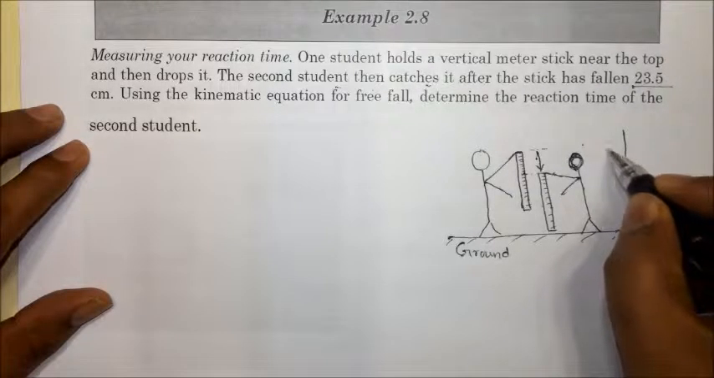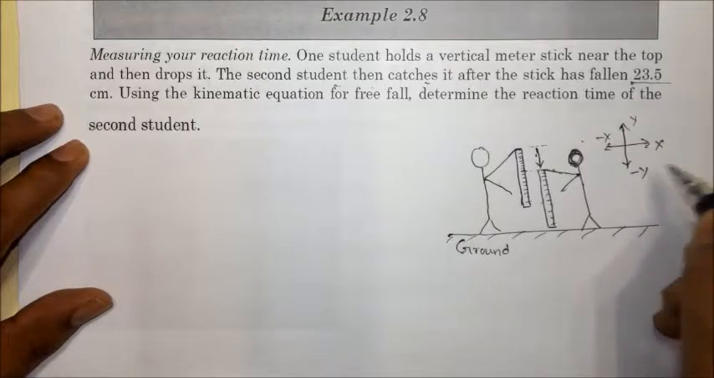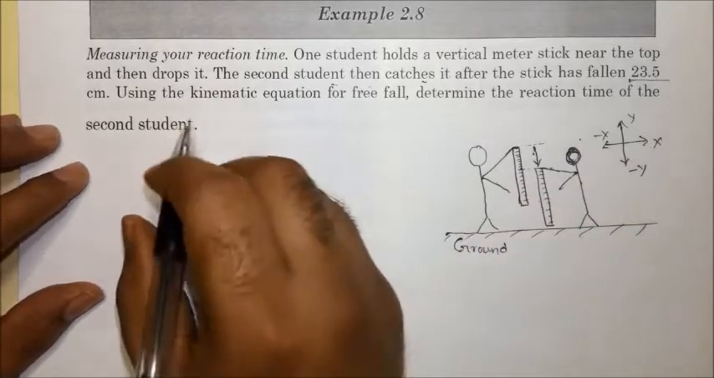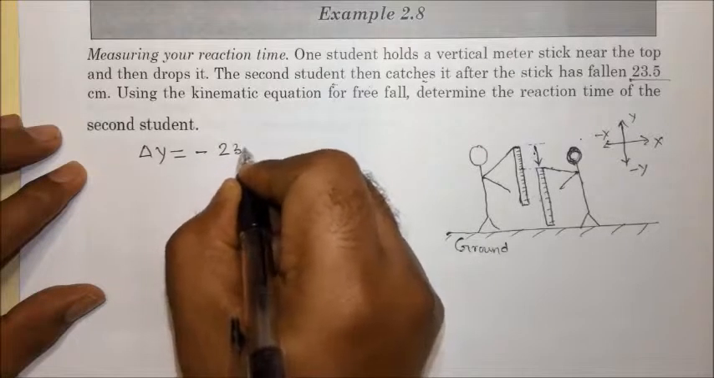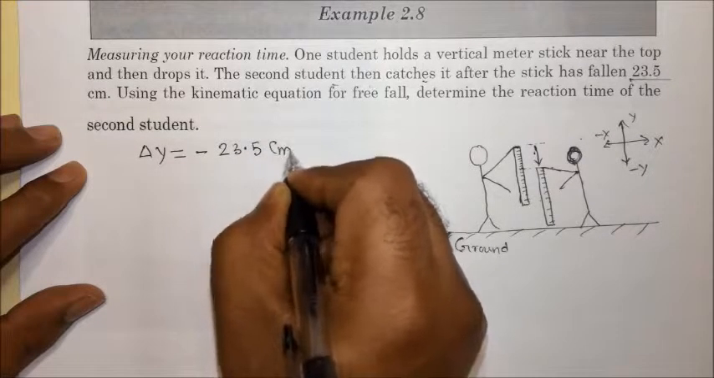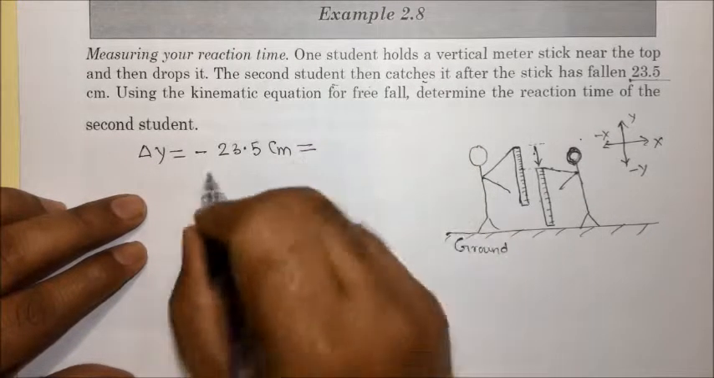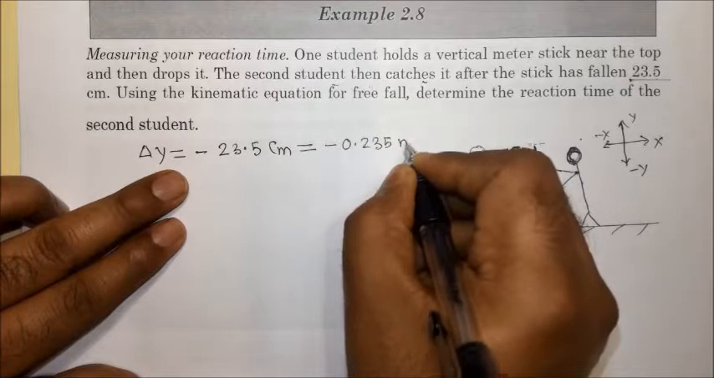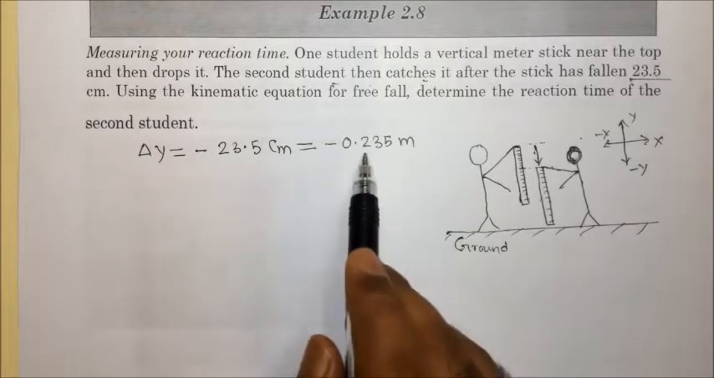So this is your x, minus x, y, minus y. It is going in the minus y direction. So delta y is minus 23.5 centimeter. And if you change to meter, how much is it going to be? Divide by 100. So minus 0.235 meter. Okay. If you divide this number by 100, you can convert to meter.